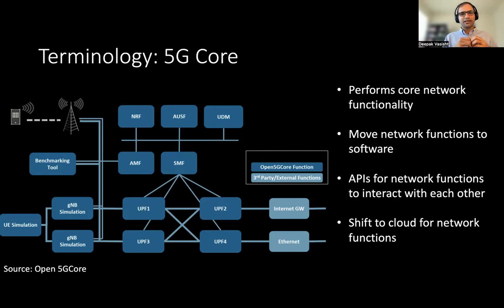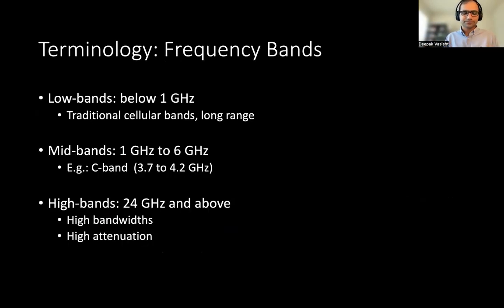So one new part in 5G is that increasingly, the implementation of the core is moving from hardware implementations in previous generations to software-based implementations and moving to cloud deployments. So these different network functions also provide APIs for them to interact with each other.